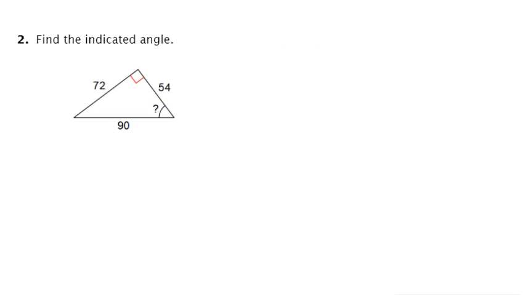In this next example, you have all three sides, and it's just asking for one angle. I don't know what this angle is, so I'm going to call it X for right now. I want to find what X is. If I label everything in relation to that angle, I have my opposite, my hypotenuse, and then this is my adjacent.